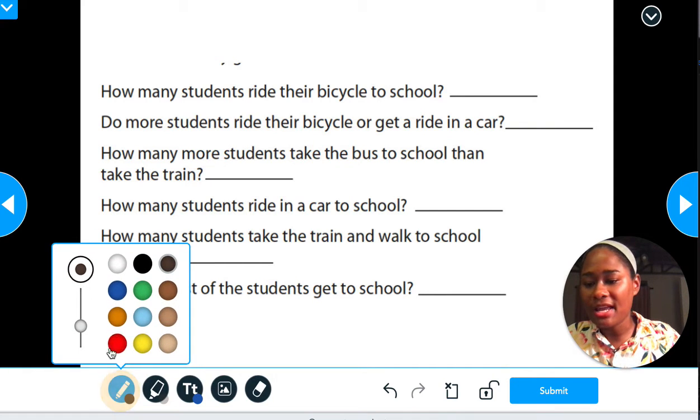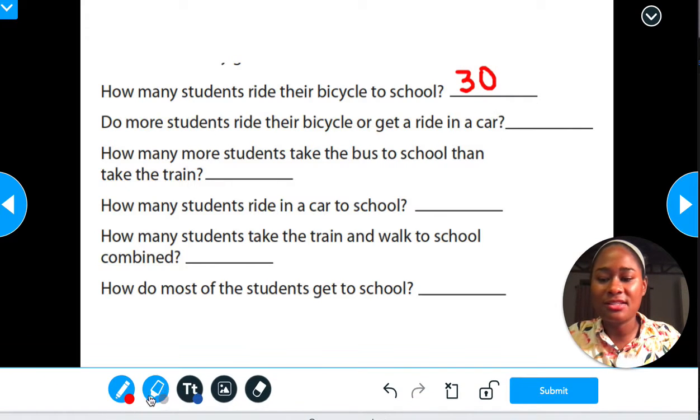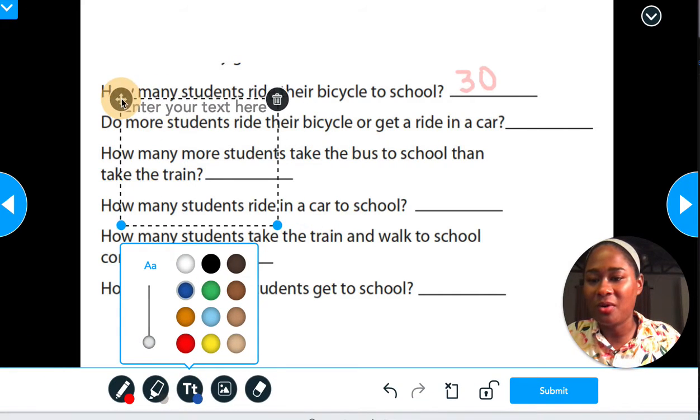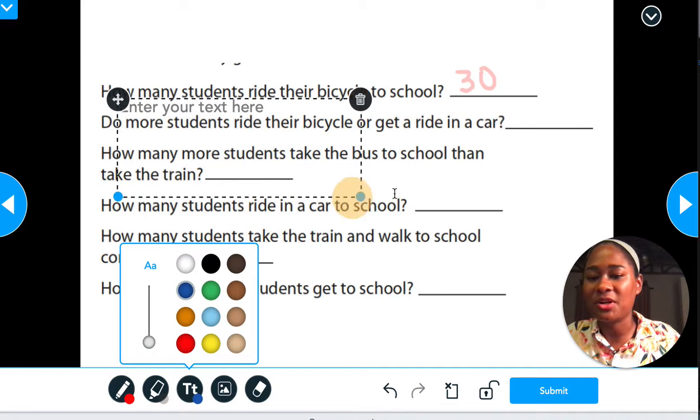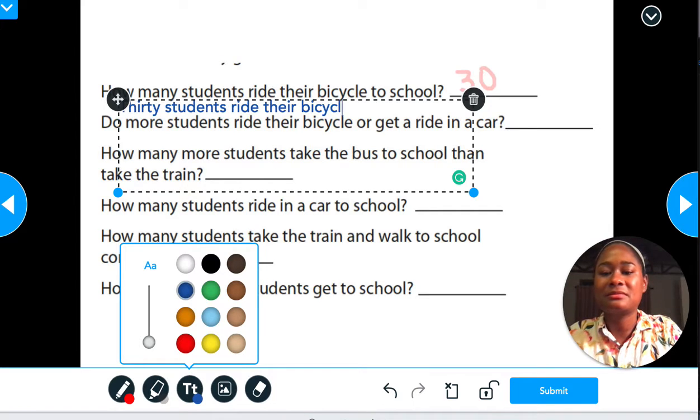So I can write 30 here on this line, but if I want to be a rock star student, like I know all of you are, I'm going to write my answer in a complete sentence that restates the question. So the question is, how many students ride their bicycle to school? I'll say 30 students ride their bicycle to school.